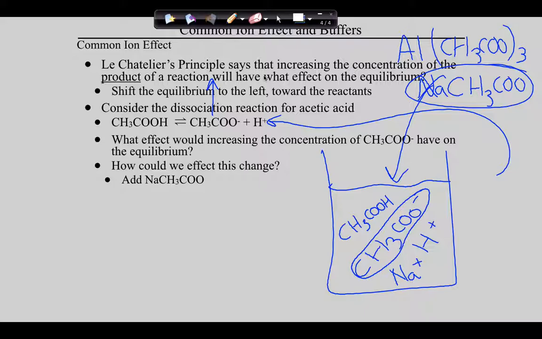So let's do this. Guys, this is the question I want to ask you. When you add the sodium acetate, what happens to the pH of the solution? I want you to think. I love, Brandon, that you're ready to roll, but let's let people think. What does it do to the pH?